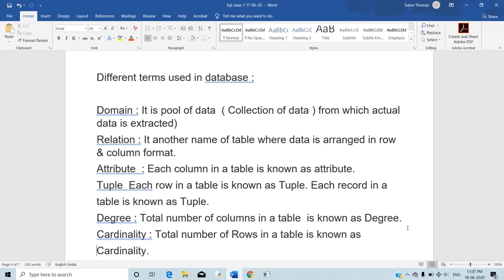That is your domain. Domain is a pool of data. Pool of data means it's a collection of data. From that collection, your actual data is extracted and stored in the table. That is domain.